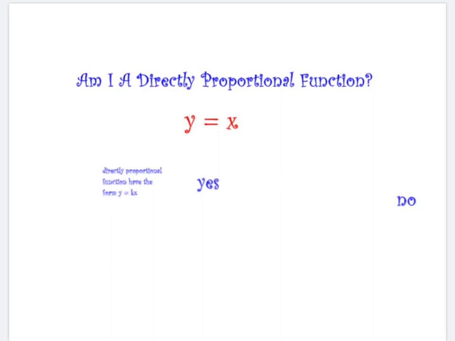This equation, y equals x, technically is yes because it is in the form y equals kx, because when you have a variable and there's no number out front, no coefficient, we can assume that that coefficient is a 1. So y equals x is the same thing as saying y equals 1x. So it is technically directly proportional. We just do not very often write the 1 in front of the x if there is only one of them.